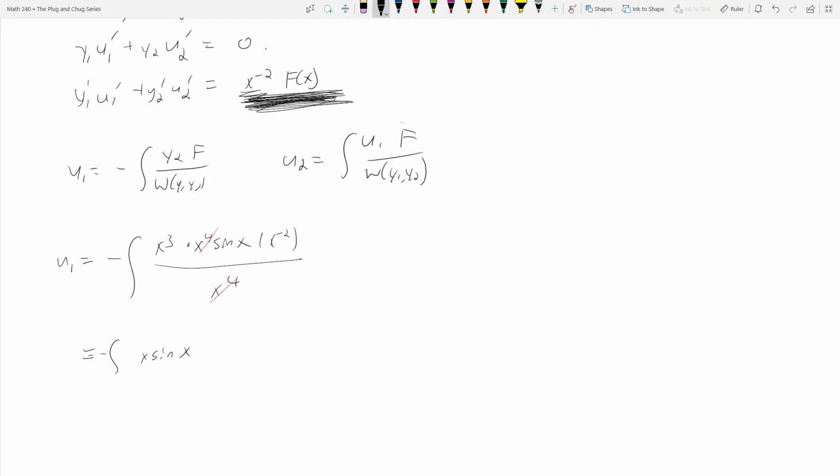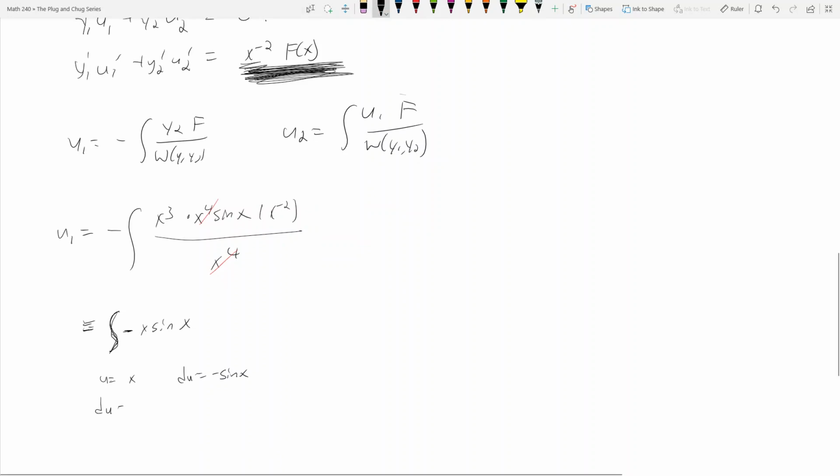Now, what is the negative integral of x sine x? This looks like something you have to integrate by parts. So let's say u equals, what should u equal? u equals sine x. No, u equals x. Actually, I'm going to bring this negative sign in. So dv is equal to negative sine x. And that's because then v, the integral of dv, is actually just positive cosine x. And now du is 1.